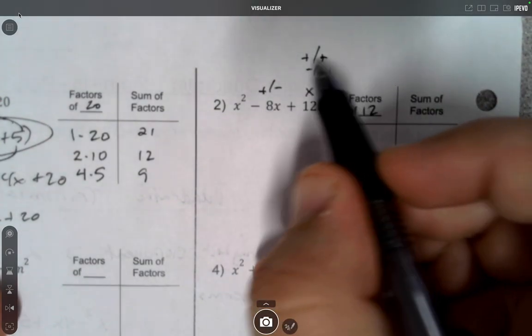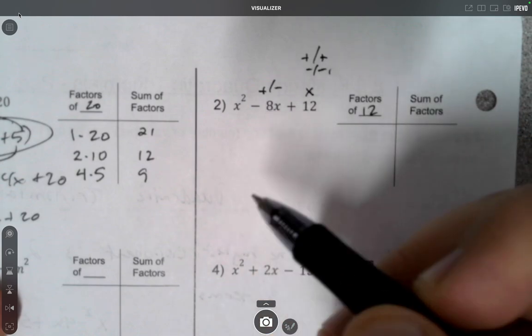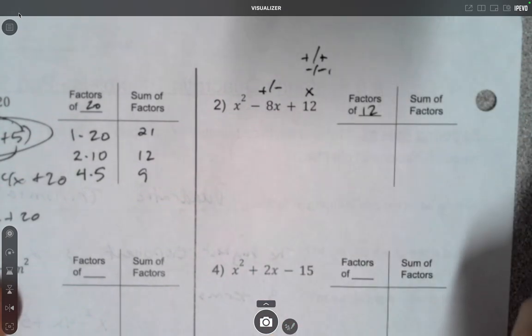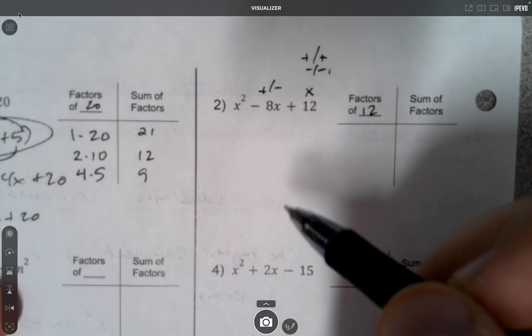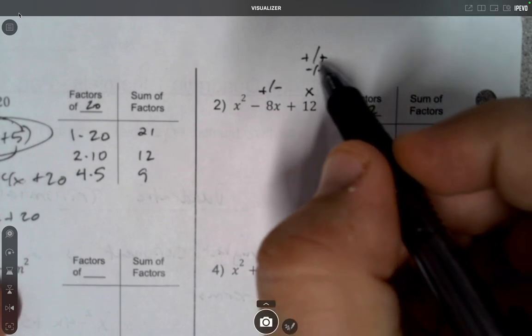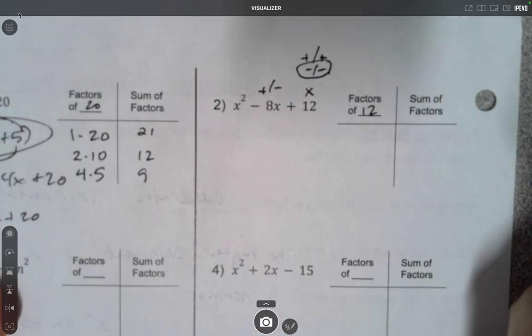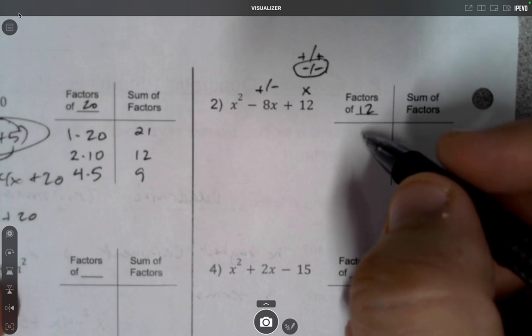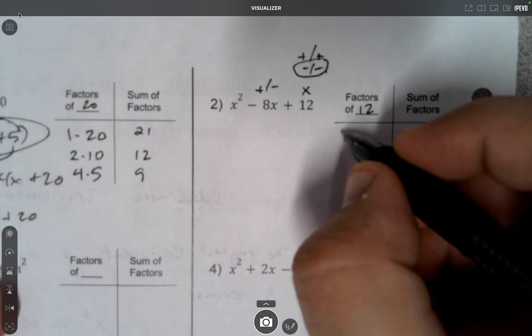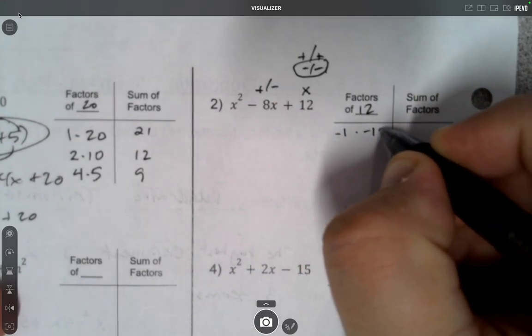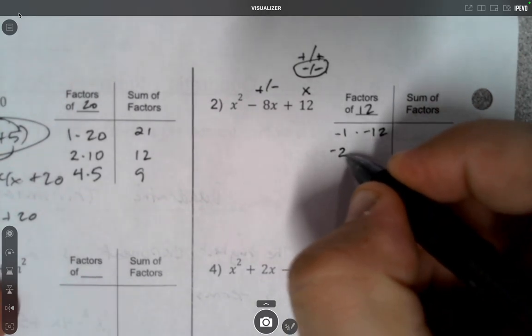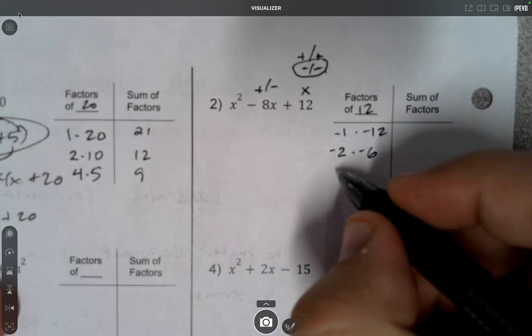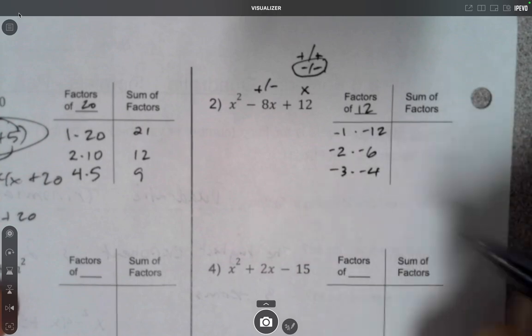Well, if they're both positive, there's no way they can add up to negative 8. There's no way two positive numbers adds up to negative 8. So that must mean, in this scenario, we'll need two negative numbers. So when I list my factors of 12, I'm not going to say 1 and 12. I'm going to say negative 1 and negative 12. Negative 2 and negative 6. Negative 3 and negative 4.